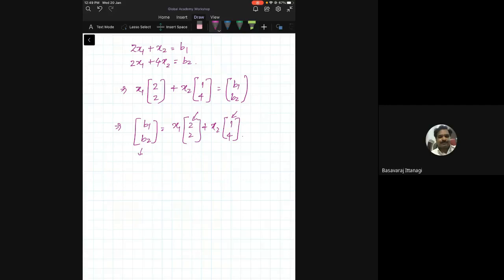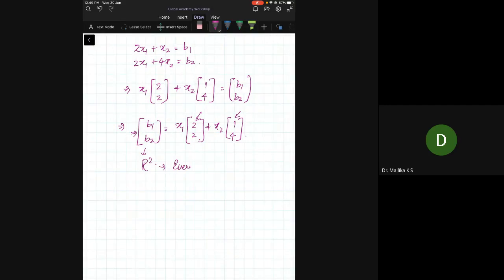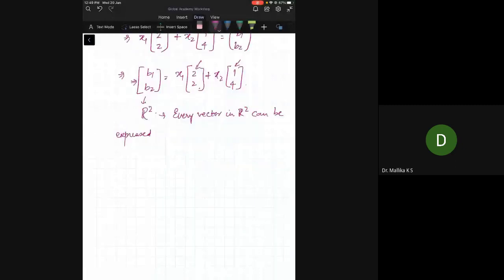These two are linearly independent vectors. The moment I have two linearly independent vectors, what is the set of b1, b2 that I can get? I can get the entire R2, right? So what does it mean? It means every vector in R2 can be expressed as x1 times (2, 2) plus x2 times (1, 4).